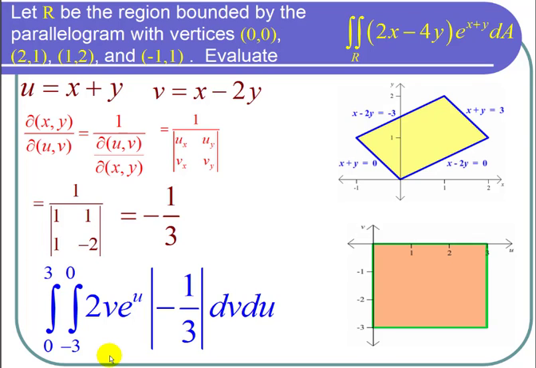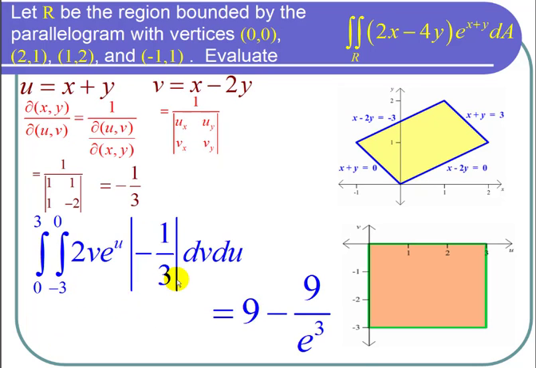So I calculate this out. I could do this by hand. It's not that hard. And what I got was that this double integral, which is the double integral of our original also, is equal to 9 - 9/e^3. And I'm done with the problem.